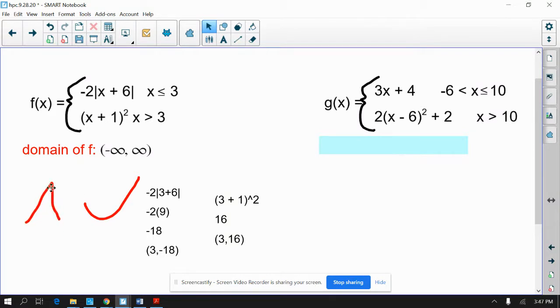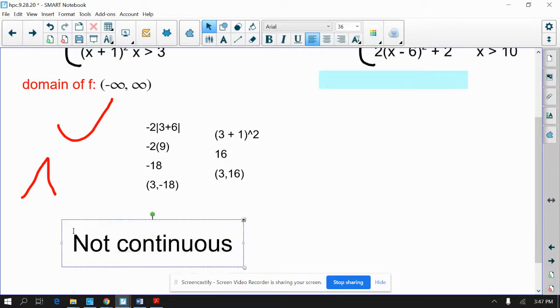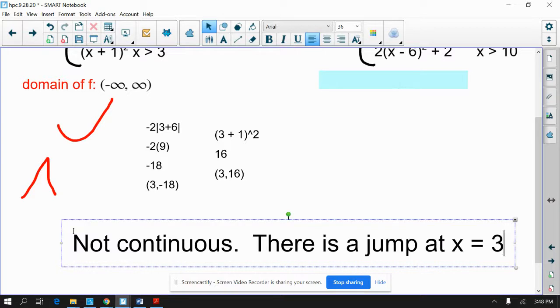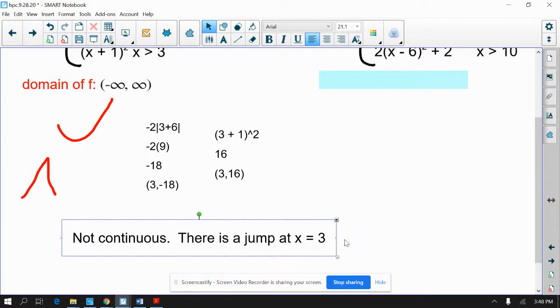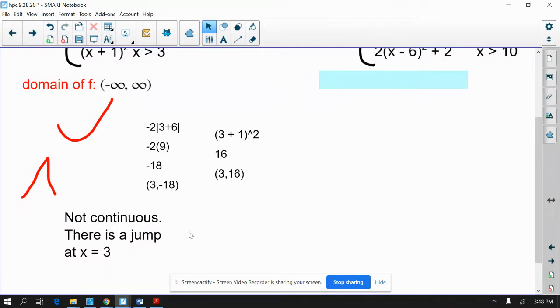So again, the absolute value leaves off at -18, way down here, and the parabola picks up at 16, way up here. So they've got a finite difference of whatever 18 plus 16 is, 34 or whatever. So needless to say, it is not continuous. There's a jump at x equals 3. That's what you need to say to get full credit using the proper terminology. And of course, without any work to support it, you're not getting credit at all. So here's my work, not continuous.